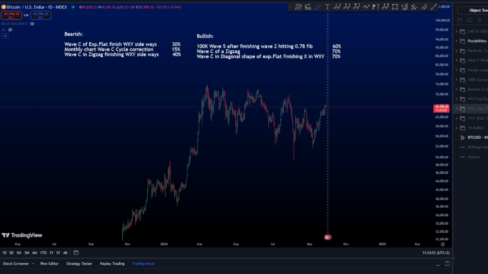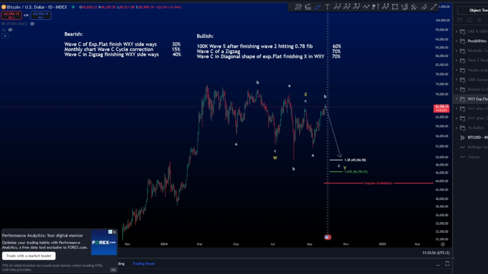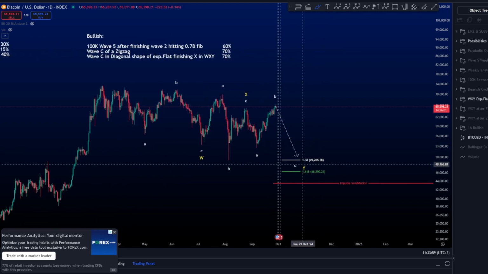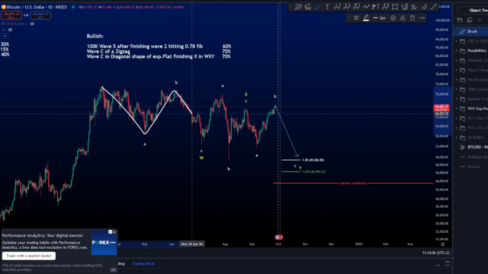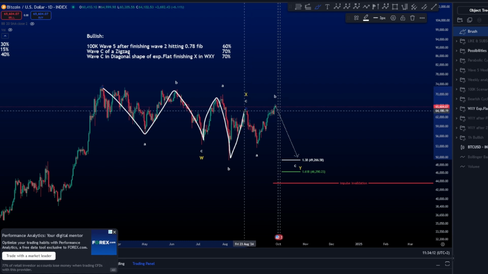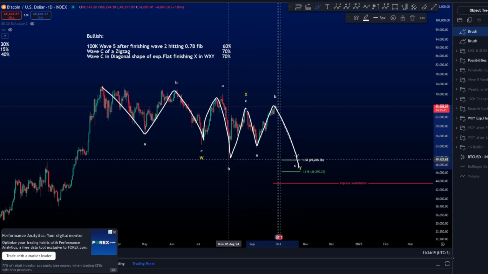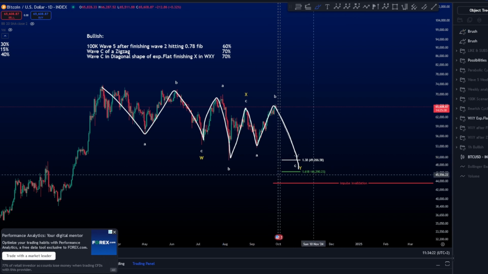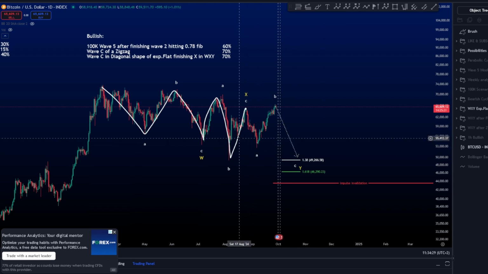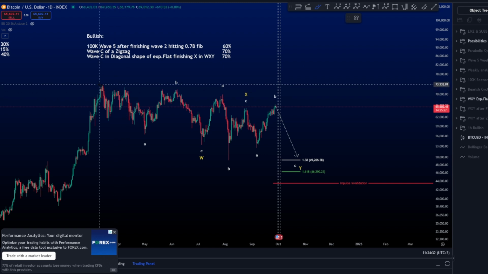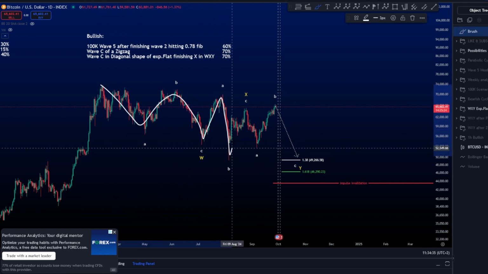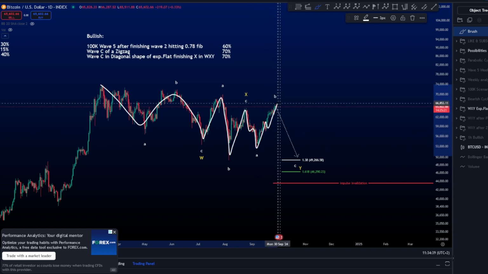Now, one more scenario as WXY, which is very, very close to finishing, by the way, is another zigzag here where we can see ABC, right? Then ABC as a running flat this time, and then A, B, and a C hitting lower than the last low, right? And hitting the 46,290. In that scenario, you are looking for several structures here as a zigzag, a running flat, then an expanding flat, right?